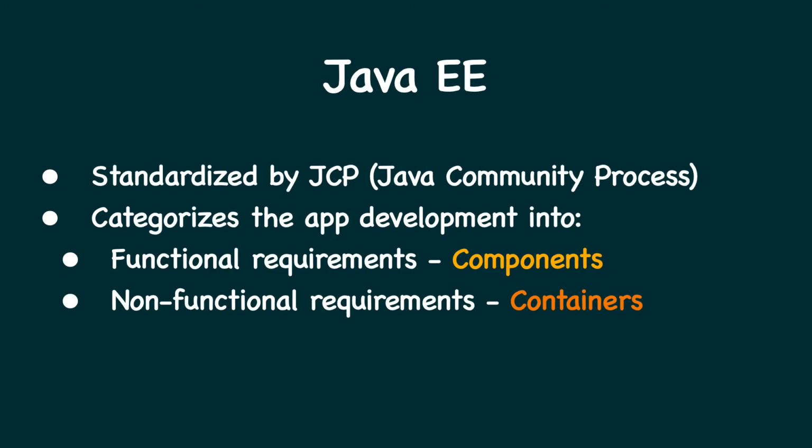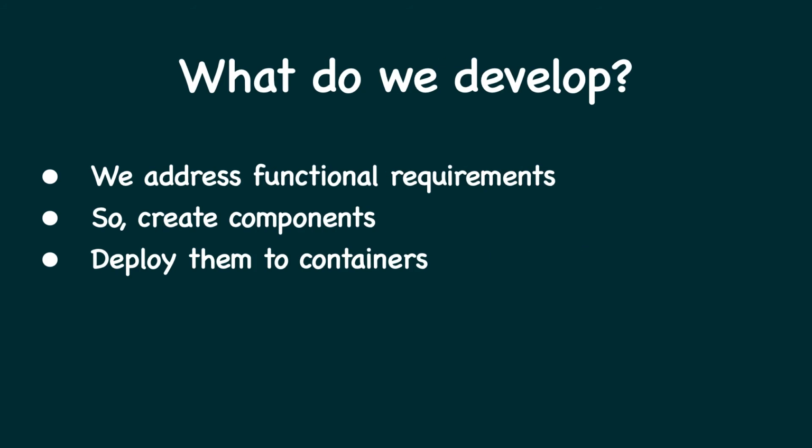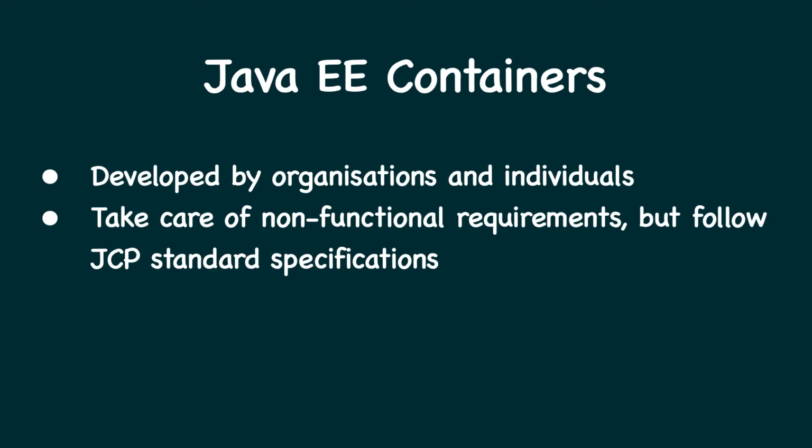JCP came up with something called Java EE or Java Enterprise Edition, in which they clearly separated functional and non-functional requirements. And JCP then made specifications for how to handle non-functional requirements, which are now called containers. And in case of a web application, they are called web containers. And then how to address these functional requirements in the form of components that can be given to containers. So as a developer, I would be interested to create components that address the functional requirements and then deploy my components onto containers, which are created by other software developers or organizations.